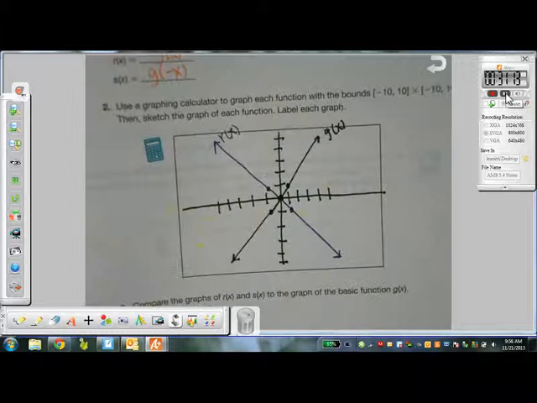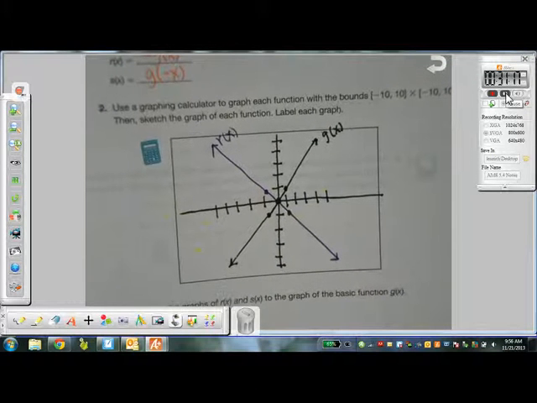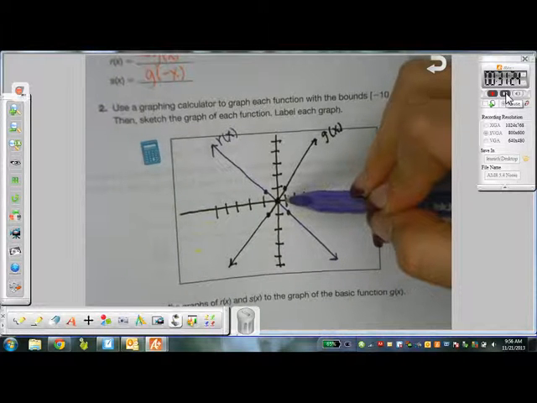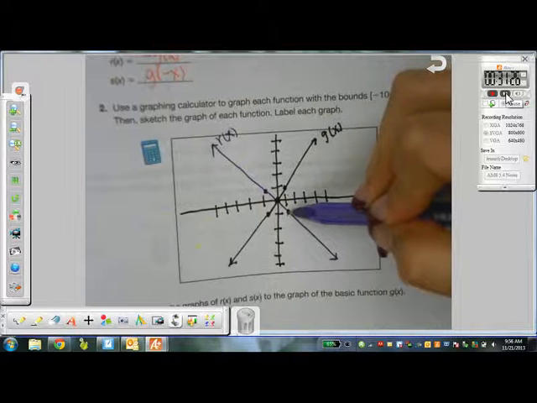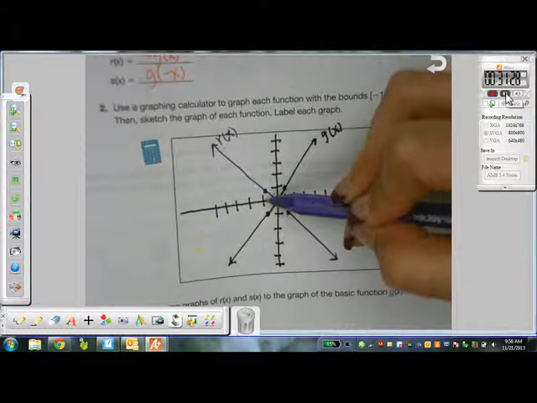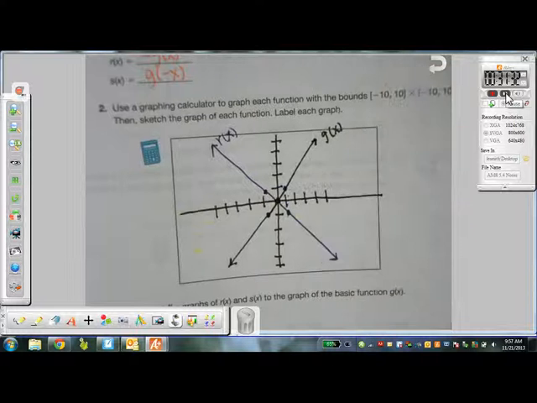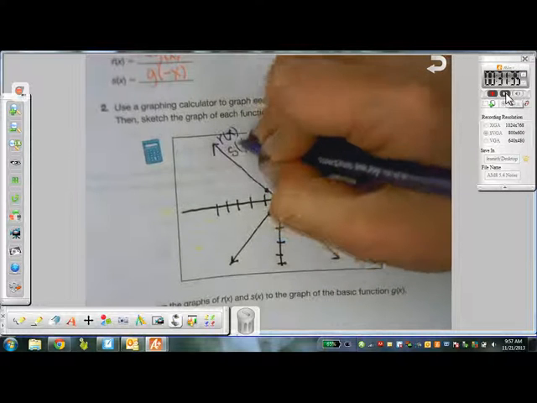Now, what about s of x? I also take the negative. So if I plug in 0, what do I get? If I plug in positive 1, what do I get? Oh my gosh, it's already on that line. If I plug in negative 1, what would I get? Positive 1. Oh my gosh, it's on the same line. So what do you notice? R of x and s of x are the same.